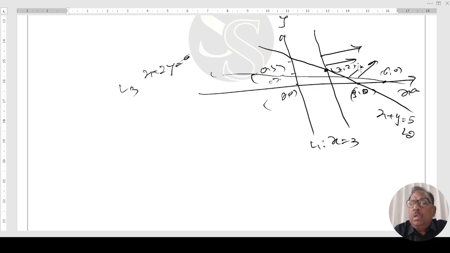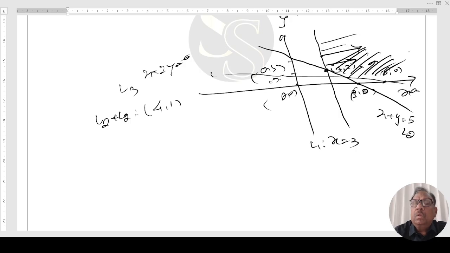This is the plotting. If we solve L2 and L3, we get the point of intersection (4, 1). Now, the feasible region is this one. The feasible region is unbounded.